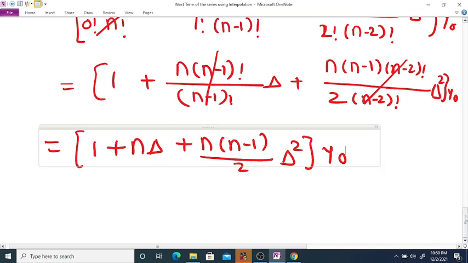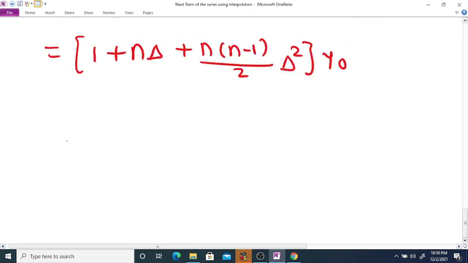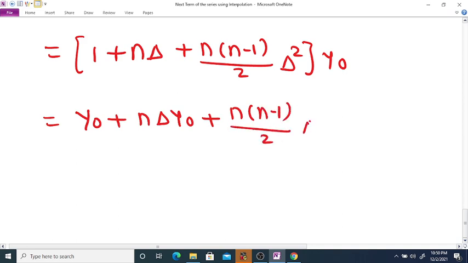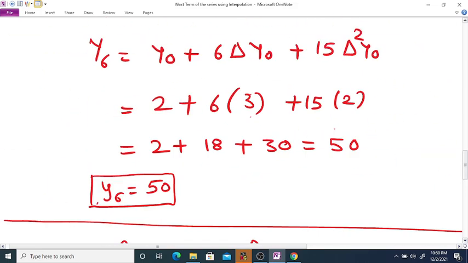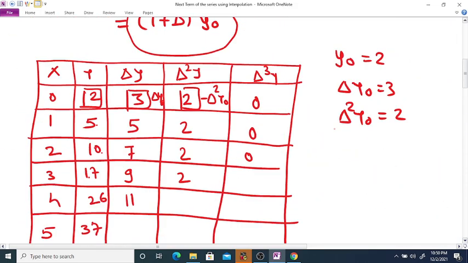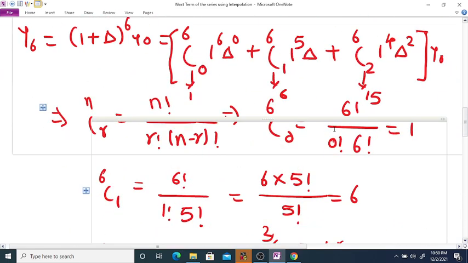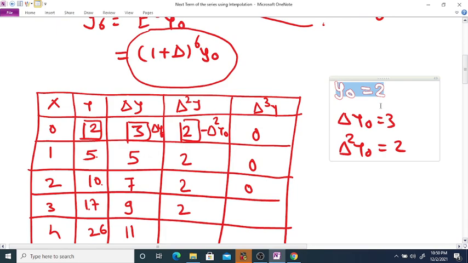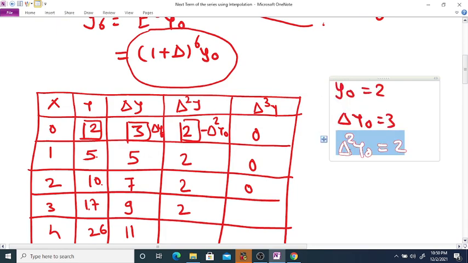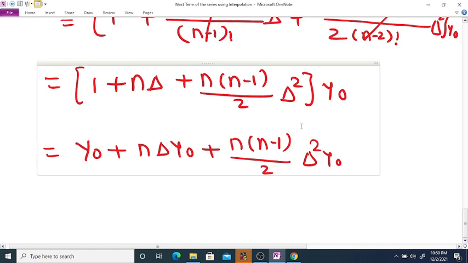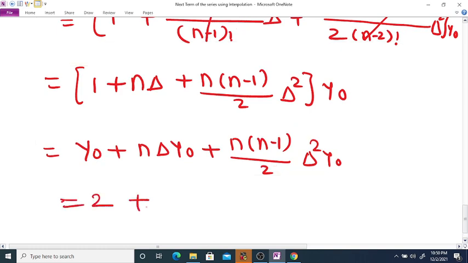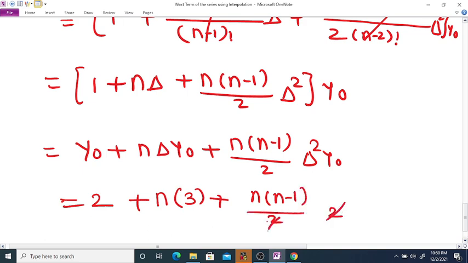If you multiply this y0 inside the bracket, then it is equal to y0 plus n delta y0 plus n into n minus 1 divided by 2 delta square y0. What is delta y0? Delta y0 is equal to 3, y0 is 2, and delta square y0 is again 2. So this 2 will get cancelled here.